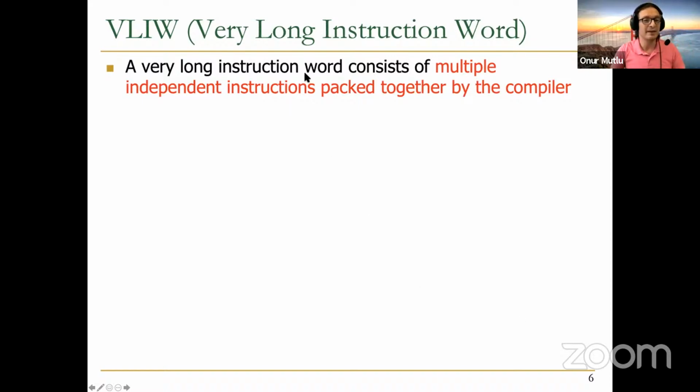So as I said, a very long instruction word consists of multiple independent instructions packed together by the compiler or the programmer. But programmer is tough, actually. In fact, the VLIW proponents also say it's very tough to program these machines. So you really need automatic compilation into them. But again, you can imagine programming at an assembly level as well.